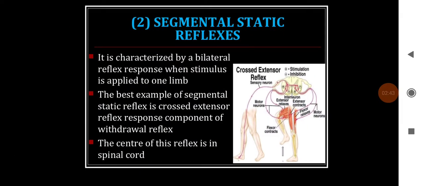Segmental static reflexes are characterized by a bilateral reflex response when a stimulus is applied to the limb. The best example of a segmental static reflex is the crossed extensor reflex, a response to a component of the withdrawal reflex. The center of this reflex is the spinal cord.